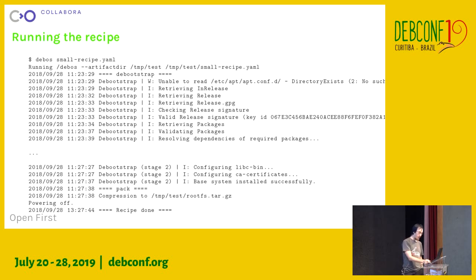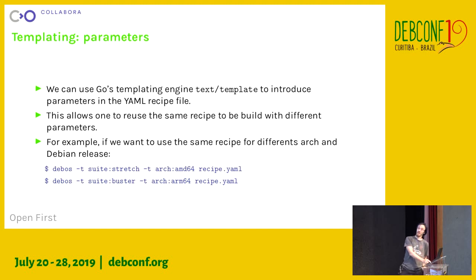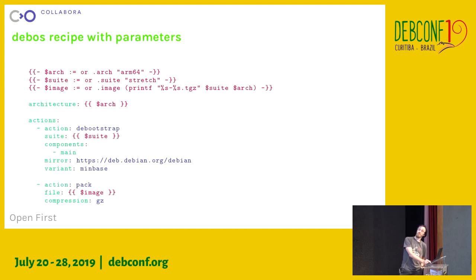So those recipes can be parameterized. You can use the Go templates and variables inside of this YAML file, and you can pass the values for those variables on the command line of Debos, like that, for example. So you can use the same recipe to build different images of different releases of Debian or for different architectures, like that. So this is an example of how to use the parameters.